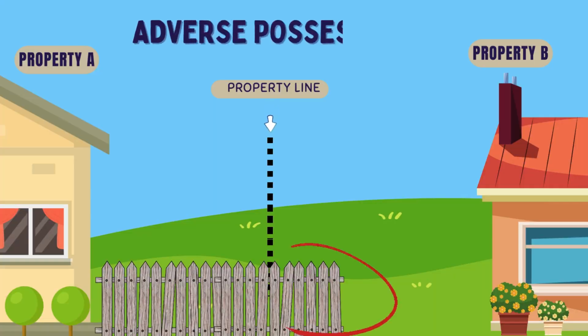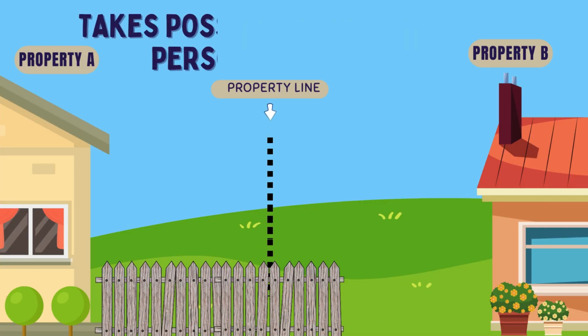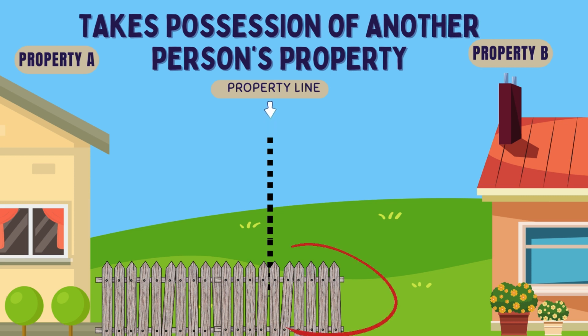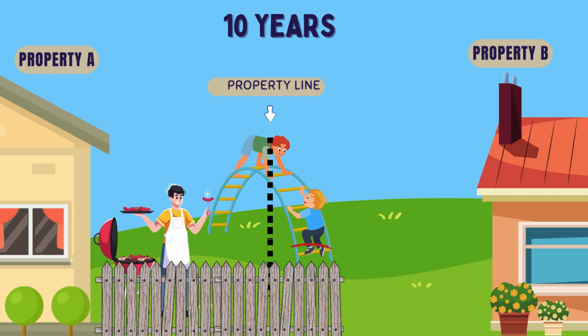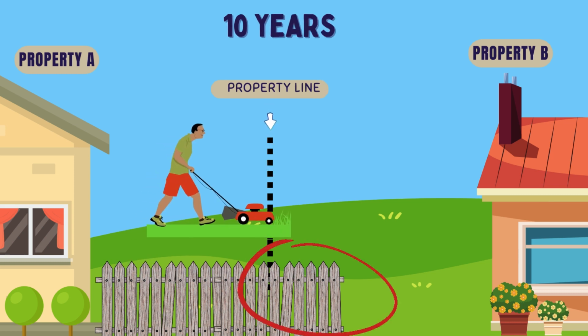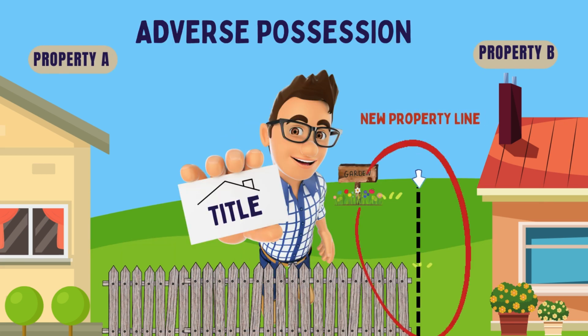concepts. Adverse possession occurs when an individual takes possession of another person's property and treats it as their own for a period of 10 years. Through occupying and maintaining the property, one may eventually gain legal ownership to it.